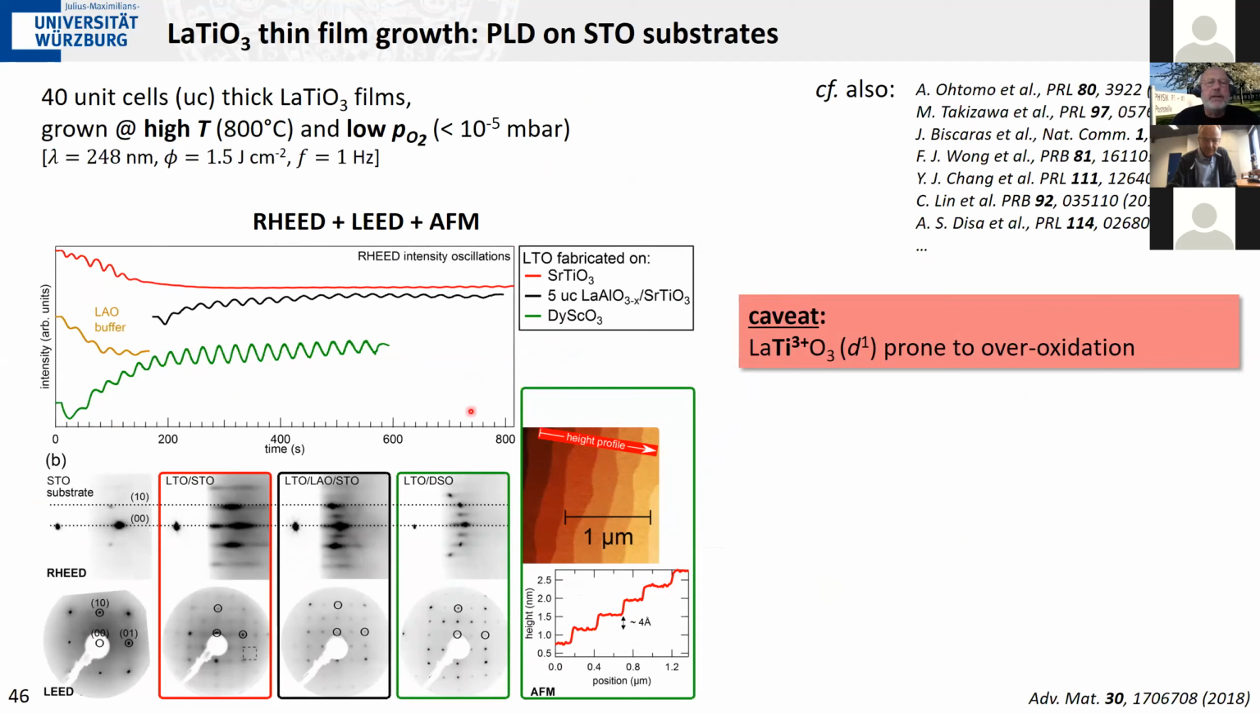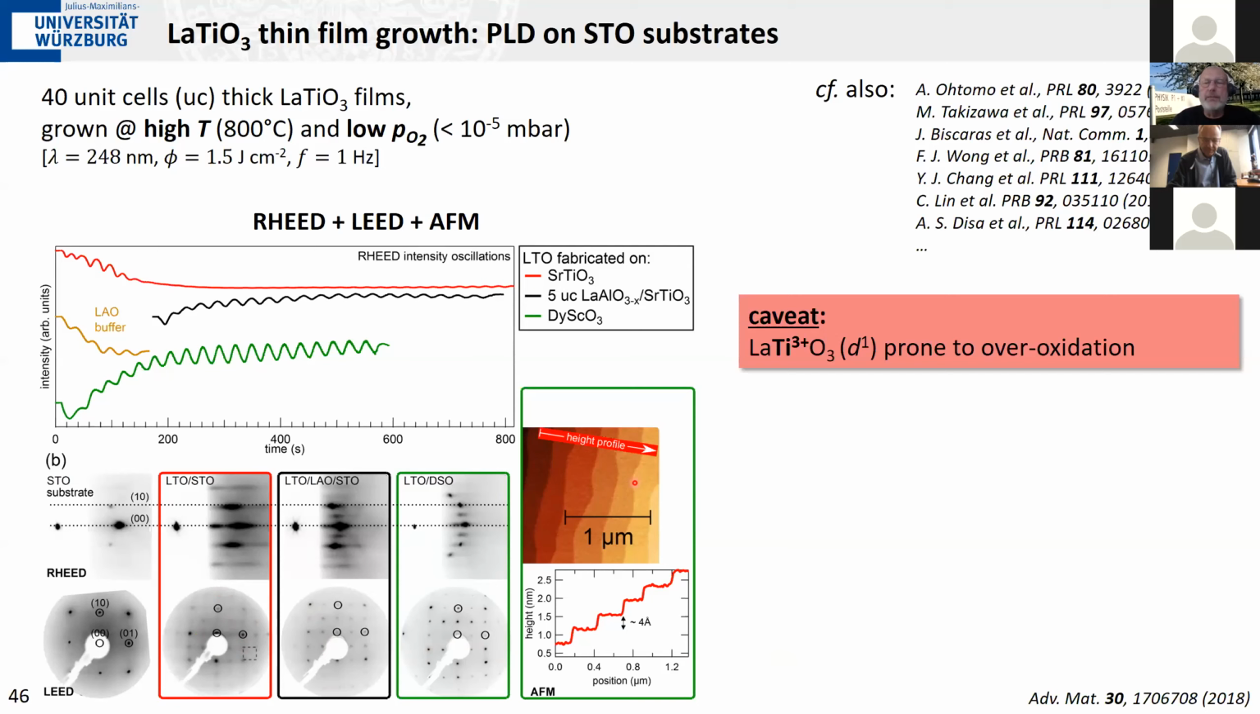And you see very nice RHEED oscillations here. You can monitor the RHEED spots and look at the crystallinity. You can look at the surface ordering here, which tells you a little bit, as we can see later, about the oxygen ordering on the surface. And you can do this with very nice layer-by-layer growth, so that you can really count the number of layers you grow. There is one problem with LaTiO3, and that is that it is very sensitive to overoxidation.